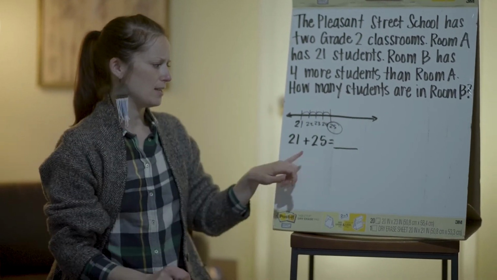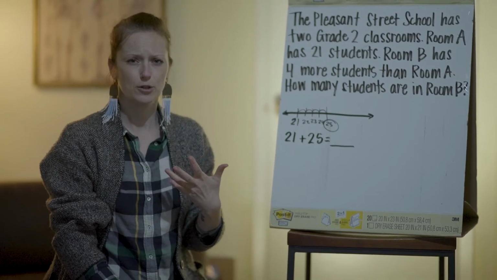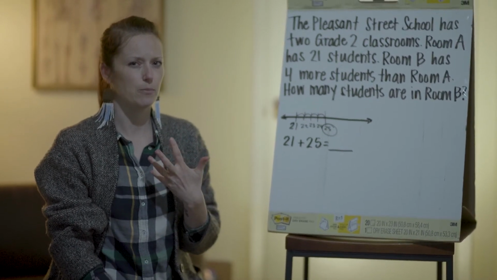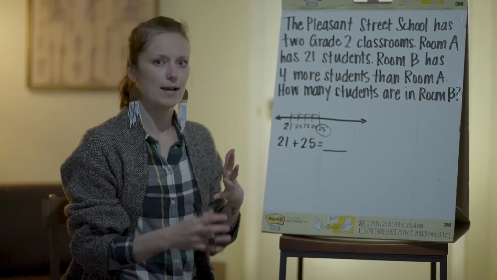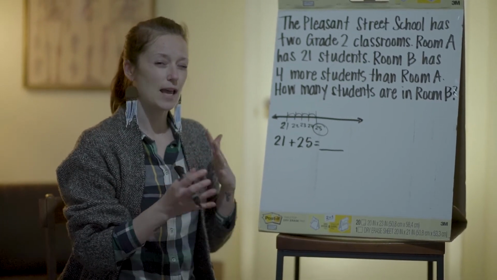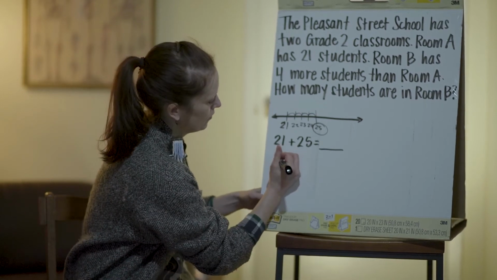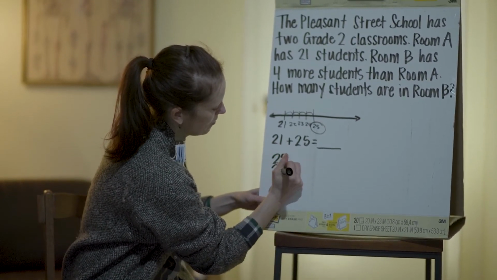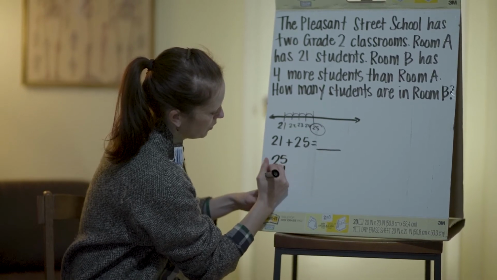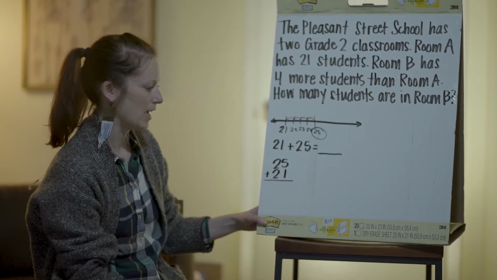There are a couple different methods that I could use, but I'm going to try a method that we worked on and learned last week. So I'm going to try the stacking method where I add my 10s and my 1s together. So I'm going to put the bigger number on top here, 25, and then my 21. The plus sign, and then the line underneath.